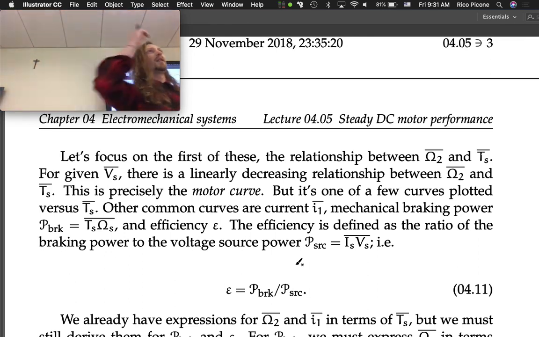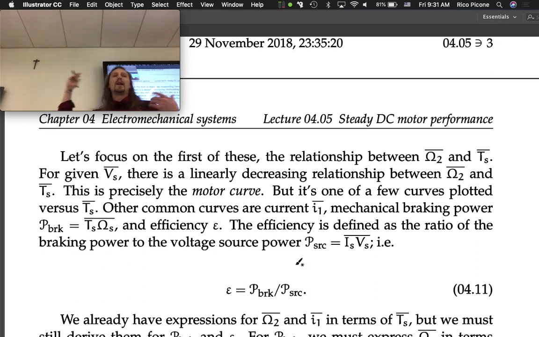So it's weird to think of efficiency as being braking power over the source power, but this is just a test setup, remember? So the braking torque is really the torque you can deliver to your load at any given time. In this test setup, it's a brake, but that's just because you're trying to do a test. But that's the torque that's available at that speed. And that's the way that we'll think about this.